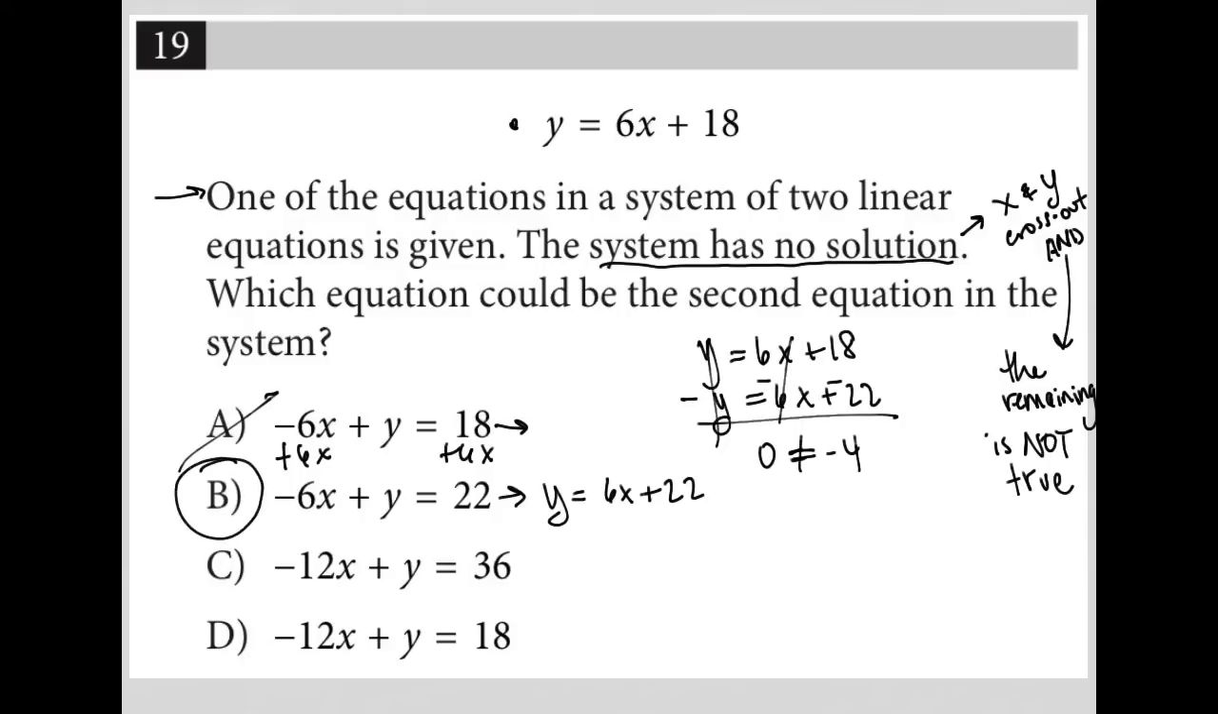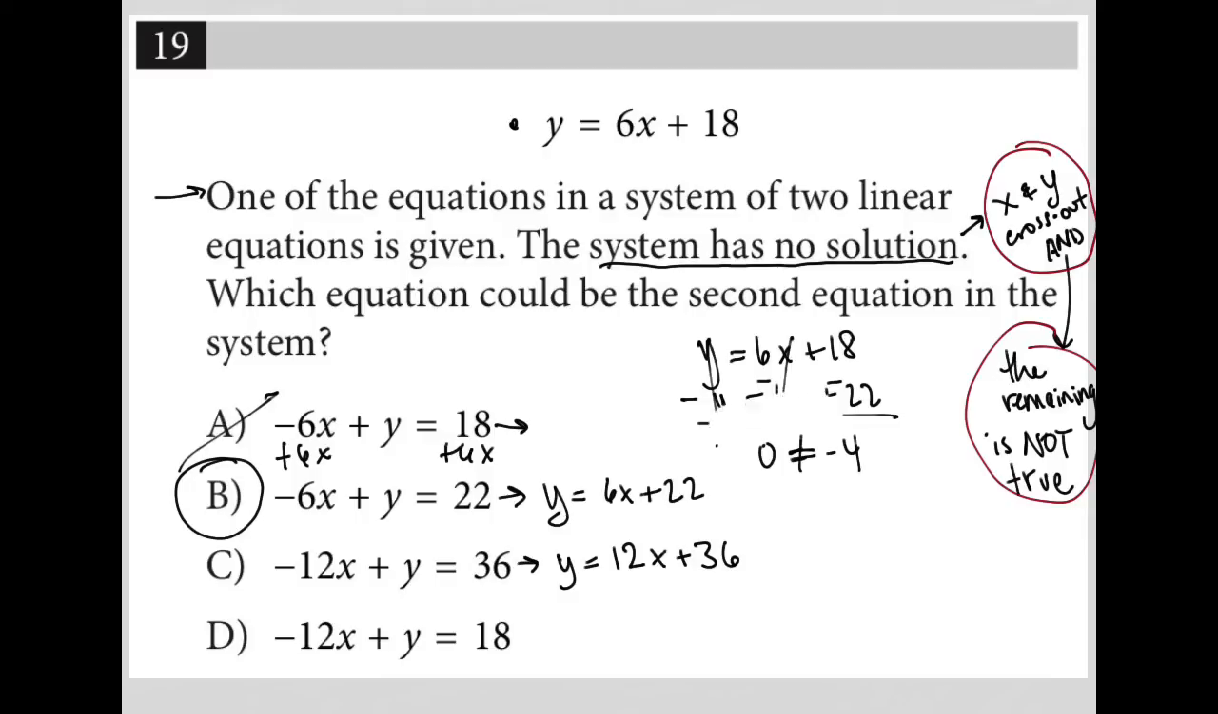Why? Because x and y crossed out, and the remaining was not true. And just to show you what would happen with choice C and why choice C is not the correct answer, choice C would become y equals 12x plus 36. So when I combine that with the original equation, y equals 6x plus 18, and y equals 12x plus 36.